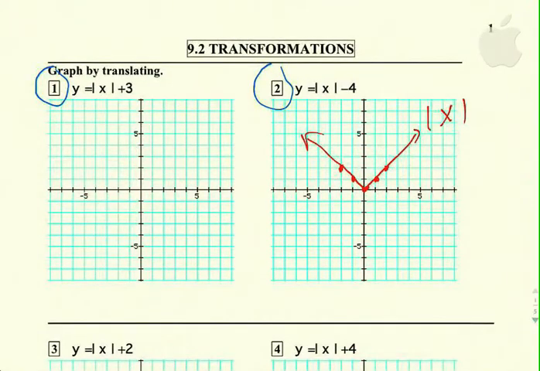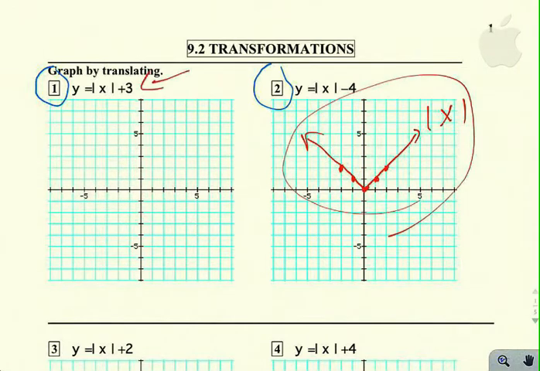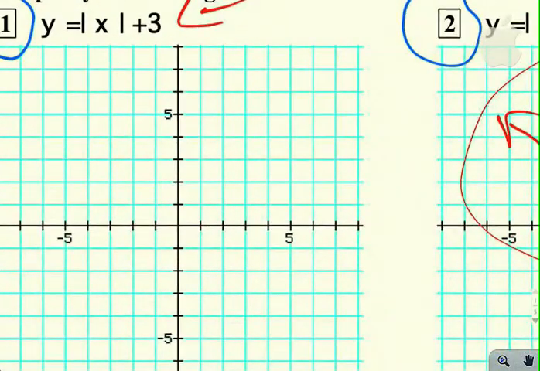Well, what are we going to do to this graph to get this one? We're going to move it up 3. So the vertex will be here now. Instead of (1, 1), we'll be at (1, 4). Instead of (-1, 1), we'll be at (-1, 4). We need at least 3 points: the vertex, 1 to the right, and 1 to the left.